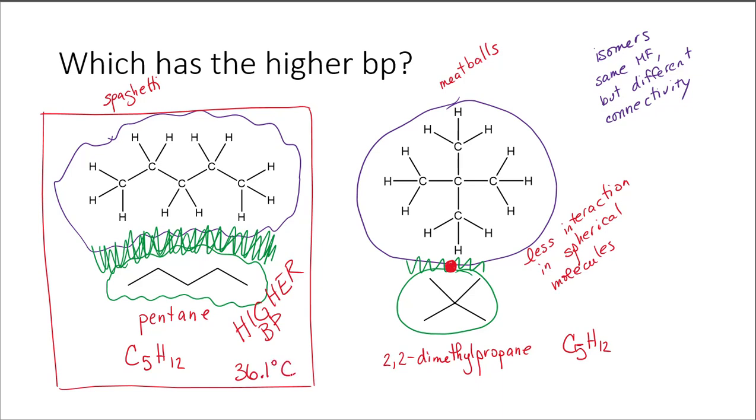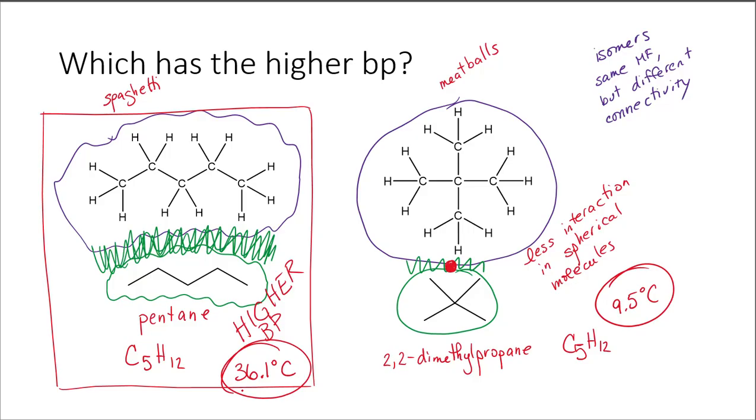And the boiling point of 2,2-dimethylpropane is 9.5 degrees Celsius. That's huge. That is huge. They're the same molecular formula. They have the same number of atoms. They have the same number of electrons.